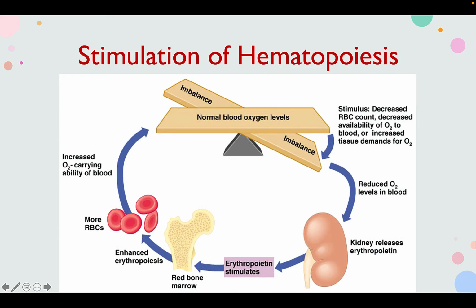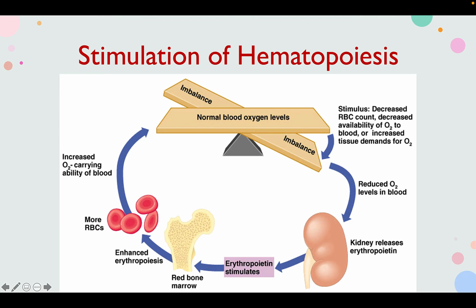And so that's shown on this diagram here. So in a normal blood oxygen level, this isn't happening, but if we're imbalanced, this stimulus, this decreased red blood cell count or decreased availability of oxygen to the blood or increased tissue demands for oxygen, if we're like exercising, it imbalances the amount of oxygen in our blood. Well, so that's reduced oxygen levels in the blood.